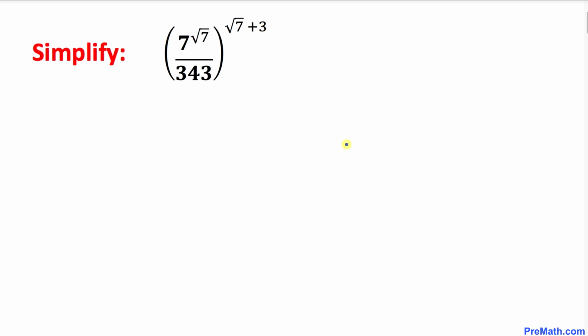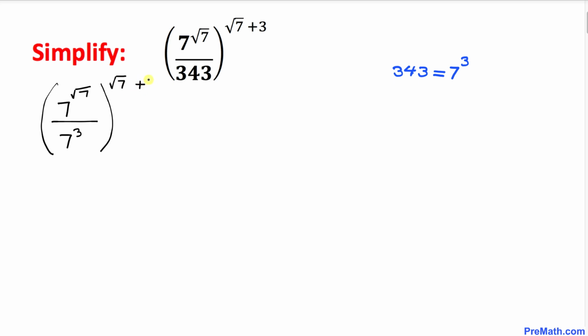plus 3. So let's go ahead and get started with the solution, and here's the very first thing we are going to do. Let's focus on this denominator part only, 343. And we know that 343 could be written as 7 power 3. So therefore this expression is going to become simply 7 power square root of 7. We are just going to leave it alone, divided by 7 power 3, and then everything power square root of 7 plus 3.